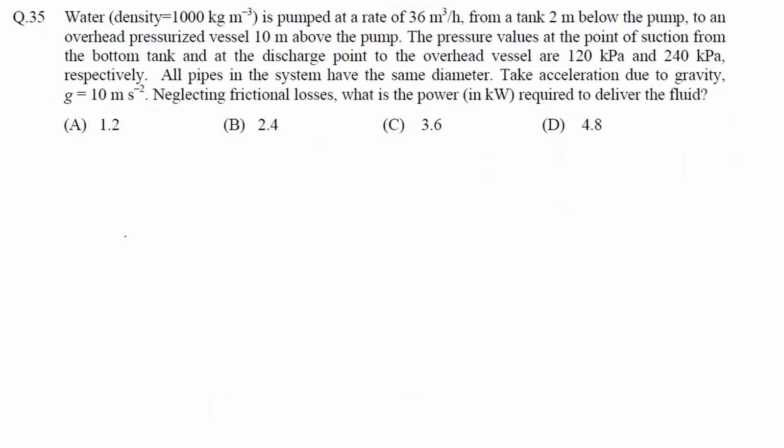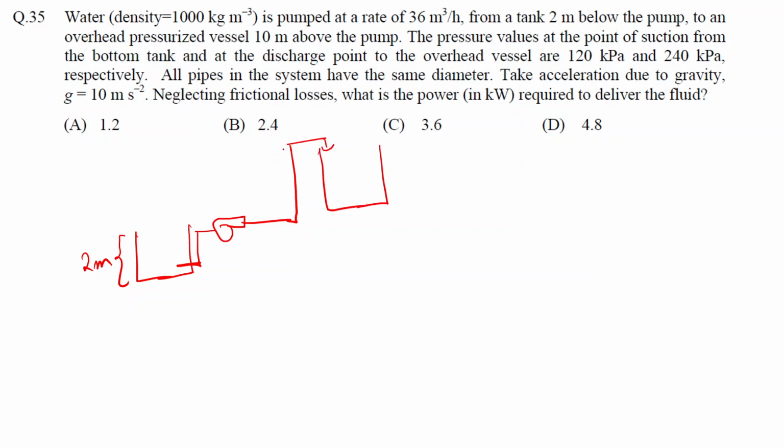So over here we have been given that the tank is placed 2 meter below the pump. If this is the pump, then suction will be at the bottom of the pump, and this height is 2 meter. Then the discharge is at the overhead pressure vessel 10 meter above the pump. If this is the tank, then this height is 10 meter.